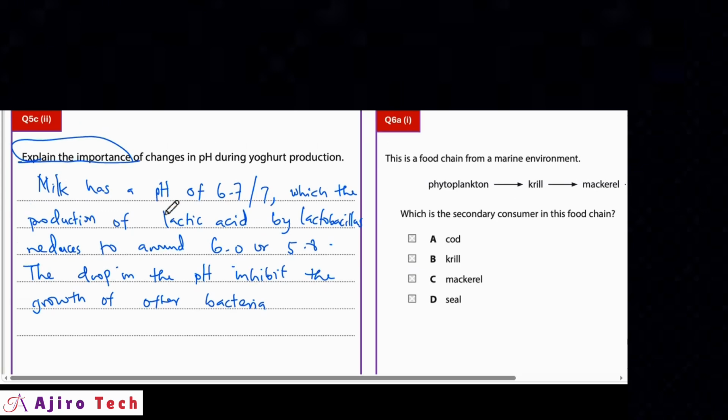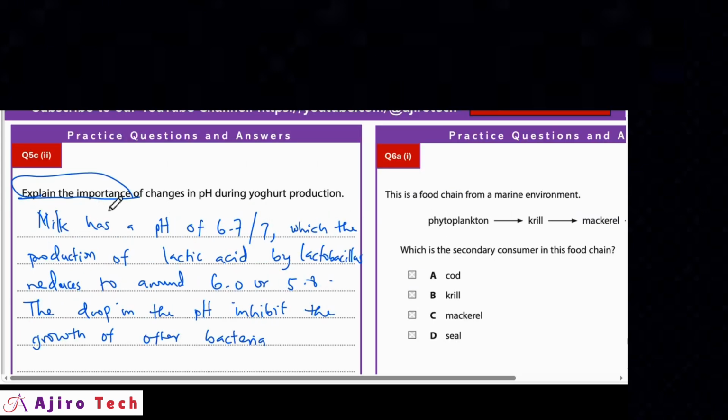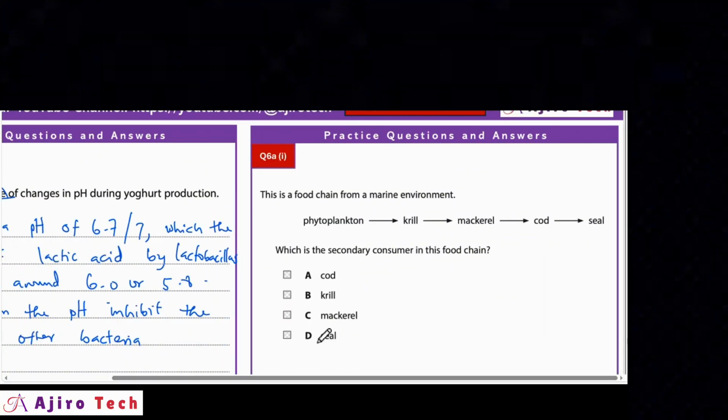So that is that about question 5C. Now let's go to question 6A, Roman figure 1. This is a food chain from a marine environment. We have phytoplankton, krill, mackerel, cod, and seal. That is the end.